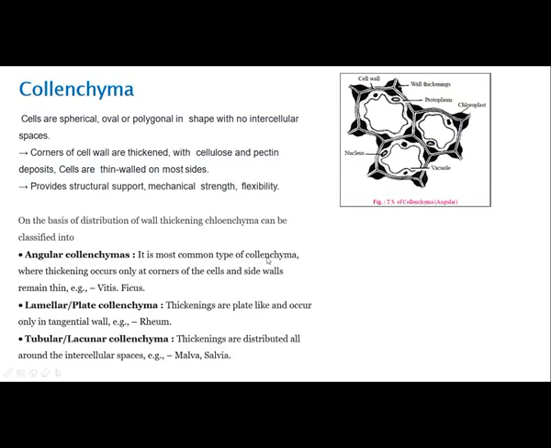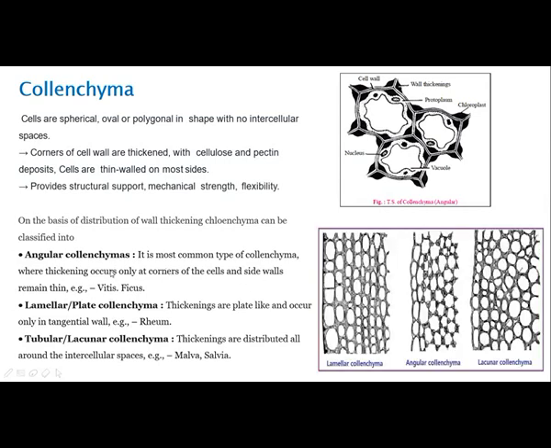Now collenchyma can be of three different types. One is the angular collenchyma, one is the lamellar collenchyma and another one is the tubular collenchyma. In case of angular collenchyma, the deposition is actually at the corners of the cells. You can see that the depositions are at the corners of the cells.